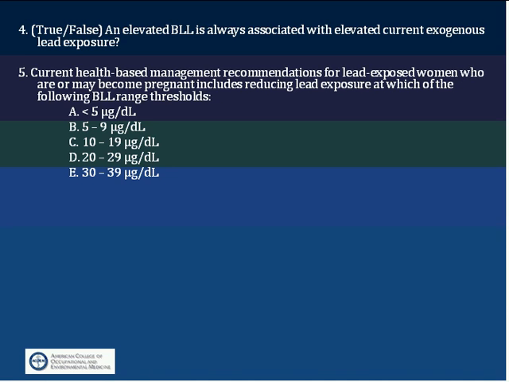Okay, our final challenge question here is: the current health-based management recommendations for lead-exposed women who are or may become pregnant include reducing lead exposure at which of the following blood lead level range thresholds? A would be less than 5 micrograms per deciliter, B would be 5 to 9, C 10 to 19, D 20 to 29, and E 30 to 39. And the answer here would be B, that we would look at reducing exposure at the 5 to 9 range and consider removal above that.